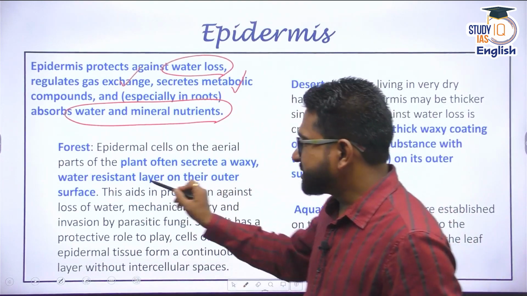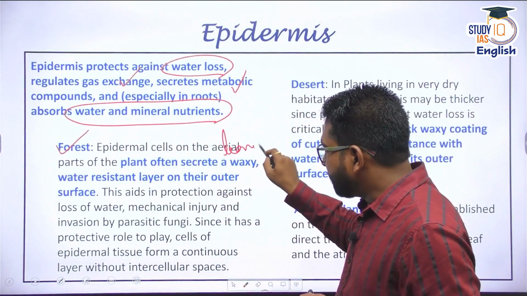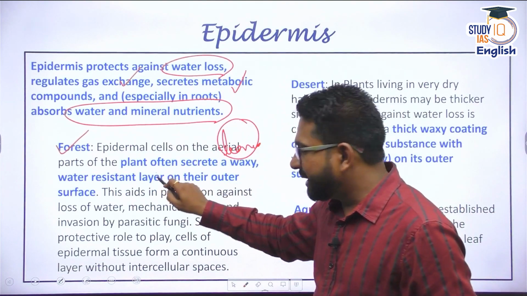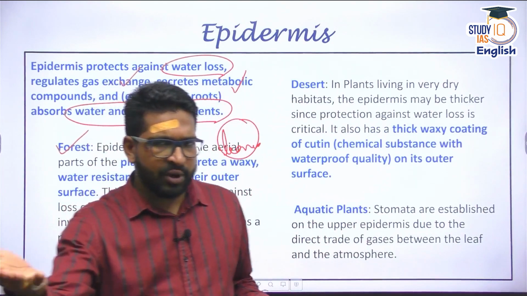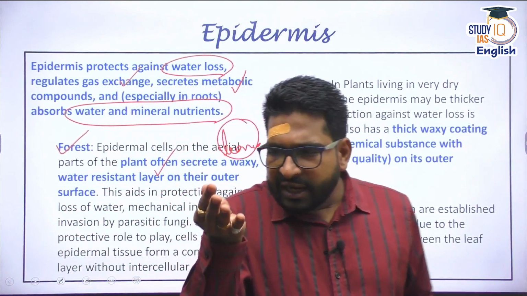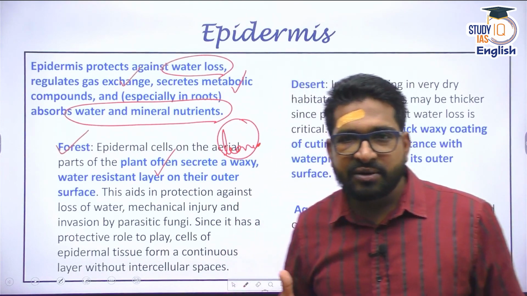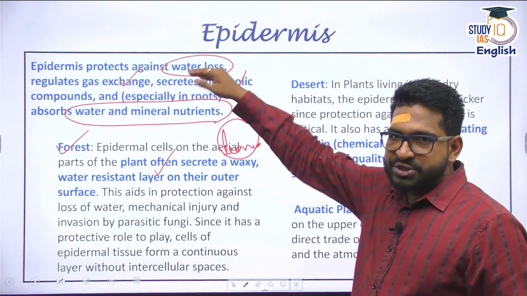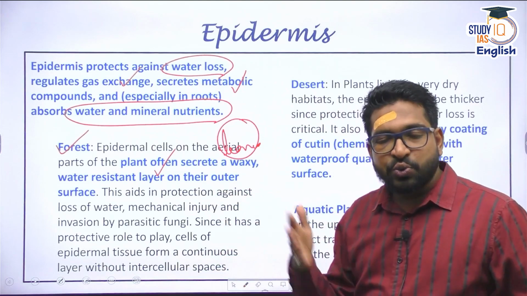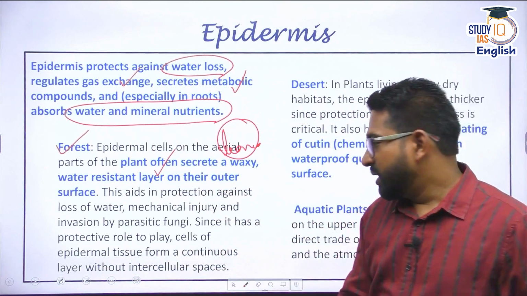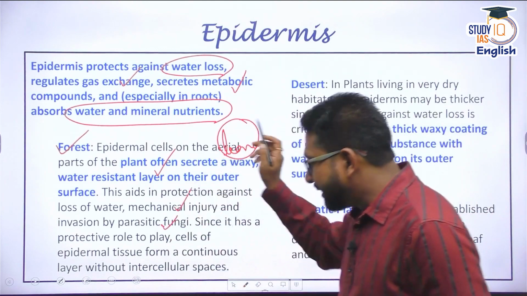For example, in a forest area, we have epidermal cells on the plant leaves having some sort of waxy or water resistant layer on the outer surface. You must have observed this. Next time when you look at a plant or a tree, simply take a leaf and you will see a waxy layer on that leaf. Why is it there? To protect it from water loss by excessive transpiration, to also protect it from different insects, and from different microbes. All right. So it basically protects from parasitic fungi and from mechanical injury to the leaf also.